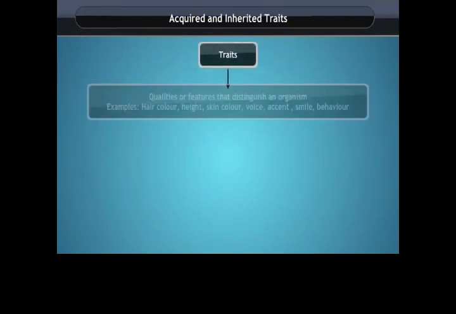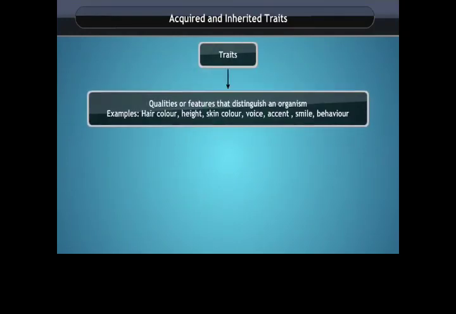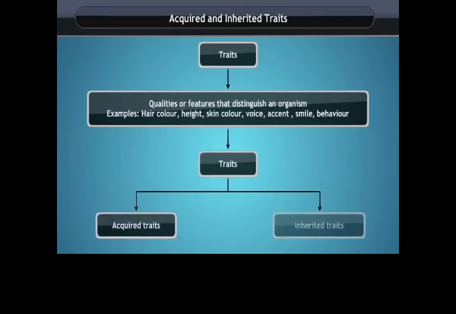Acquired and inherited traits. Traits are the qualities or features that distinguish an organism, like the hair color, height, skin color, voice, and so on. However, the traits can be acquired traits and inherited traits. The acquired traits cannot be passed on genetically, while the inherited traits can be passed on to the next generation.